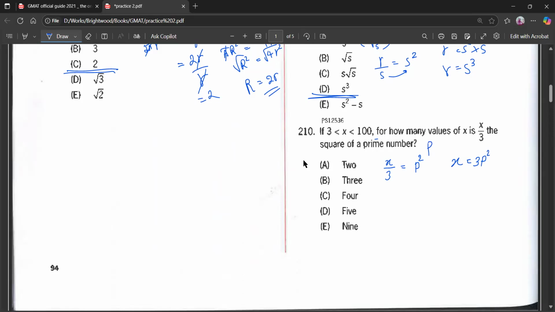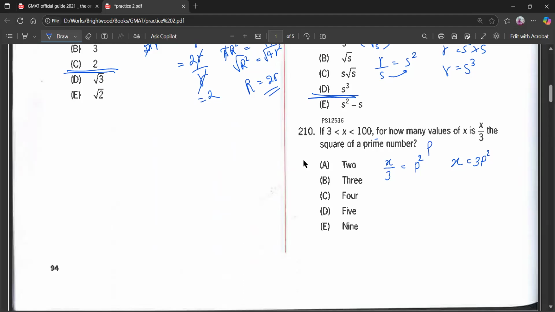Okay. Like that. Now, x should be between 3 and 100. Okay. So what prime numbers can we take? It can be 2, 3, 5, like that. Square of the prime number. x over 3 is the square of the prime number. How many values of x?